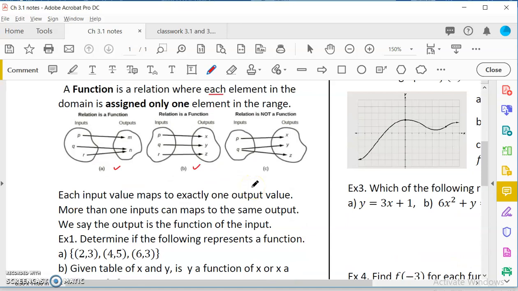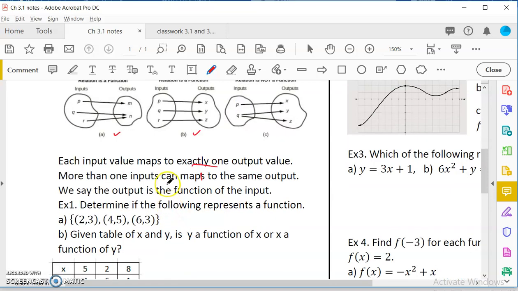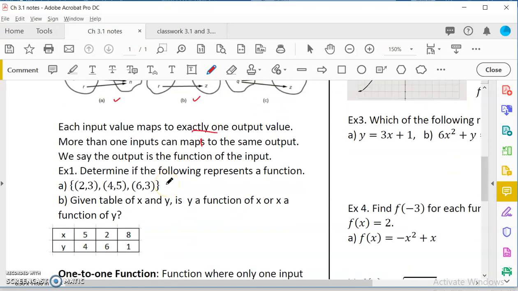In a more descriptive way, we say each input value maps to exactly 1 output value. You cannot map to 0 values. You have to map to 1 and exactly 1. More than 1 input can map to the same output. So like this one, we say the output is a function of the input. It is related to the input by the function.